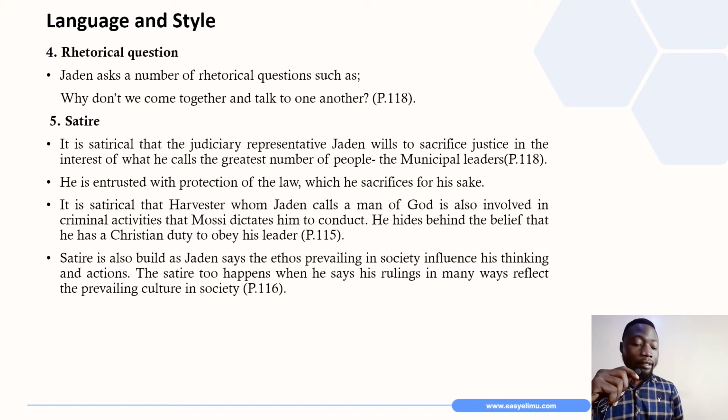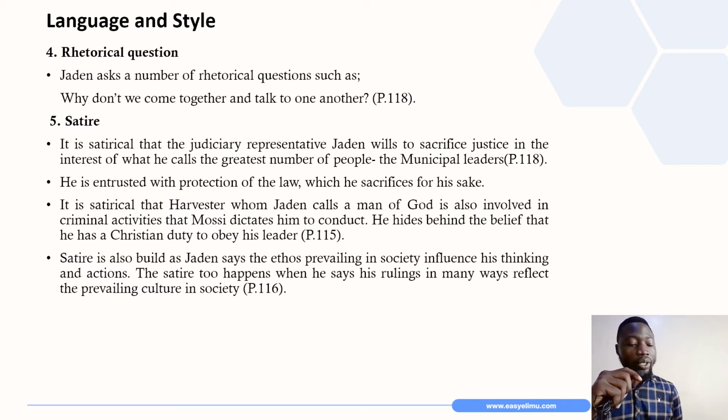So that is indicated on page 100 and 118. Then you can also look at the scene and identify more rhetorical questions that have been used. So there is also use of satire. So it is satirical that the judiciary representative, that is Justice Jaden, wills to sacrifice justice in the interest of what he calls the greatest number of people, that is the municipal leaders. Remember, it is his work to offer justice to the people.